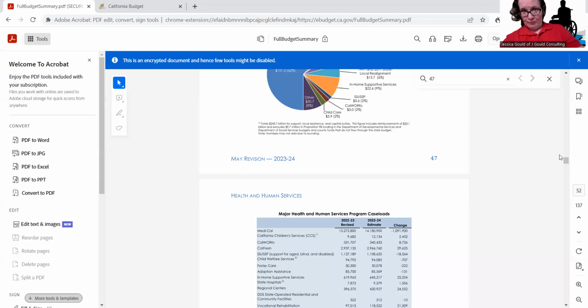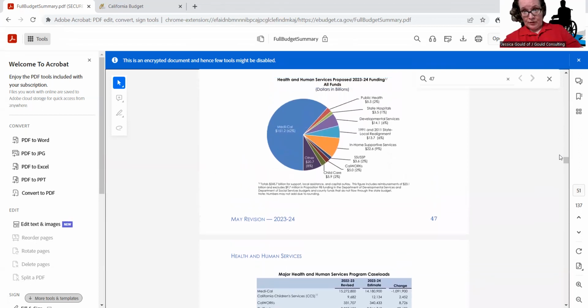Let me go up a page so you guys can see that the developmental services system, which is regional centers, etc., is a decent part of the remainder of the budget that isn't Medi-Cal. So it's $14.1 million. And that is the whole entire state.